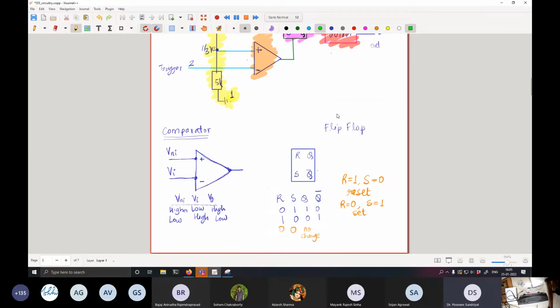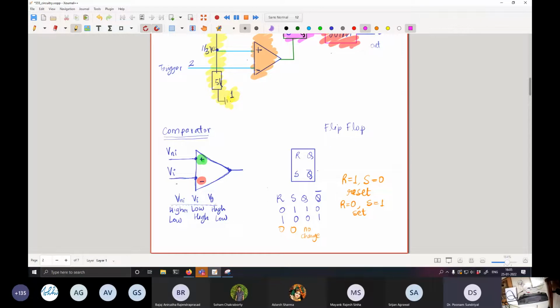So what does a comparator do? A comparator has two legs: a non-inverting leg and an inverting leg. And there is an output as well. So basically you need two inputs and you will get one output. How do you figure out, given certain inputs, what the output will be?